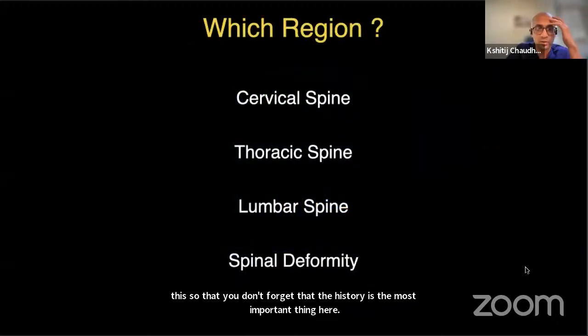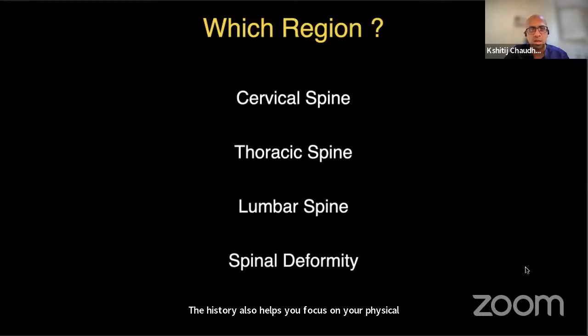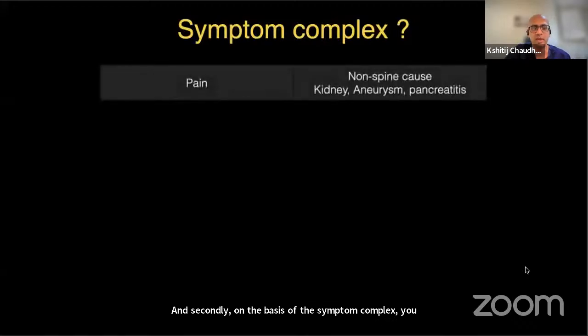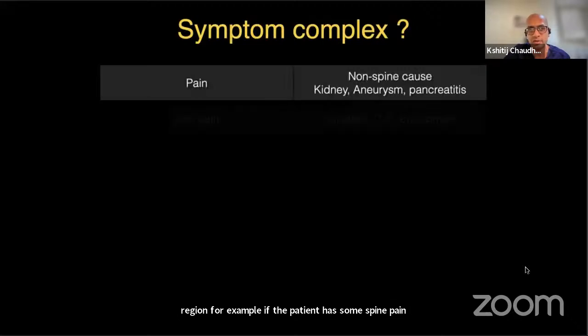The history also helps you focus on your physical examination. Which region of the spine are you dealing with, whether it is cervical, thoracic, or lumbar? It is practically impossible to examine everything. And secondly, on the basis of the symptom complex, you will be able to direct the examination to a particular region. For example, if the patient has some spine pain, you also have to think of non-spine causes of pain.